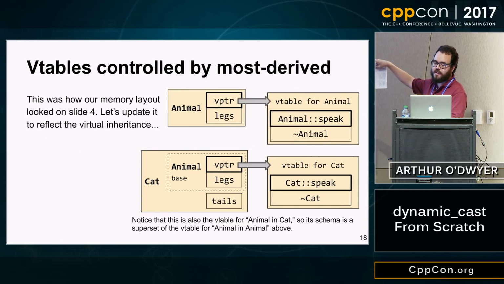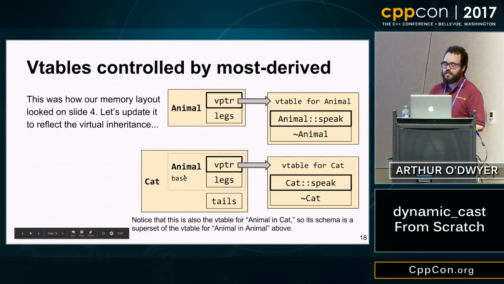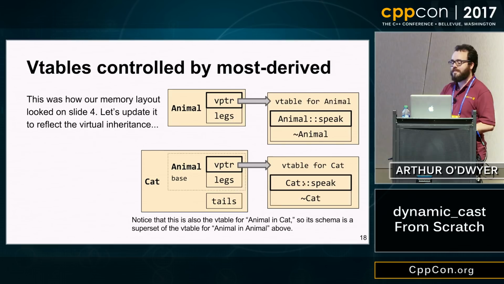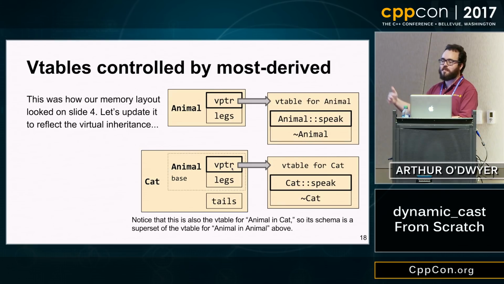When we have non-virtual inheritance, we can get away with only one v-pointer, and it points to only one vtable. Specifically, why does speak have to be listed in both? Well, in this case, this up here is a base animal, and that's speak. And here we have a cat that also is an animal, and so it physically looks like an animal, but it actually speaks like a cat. And we can get away with this because we don't have to do any offset adjustment. There's no multiple inheritance going on here.